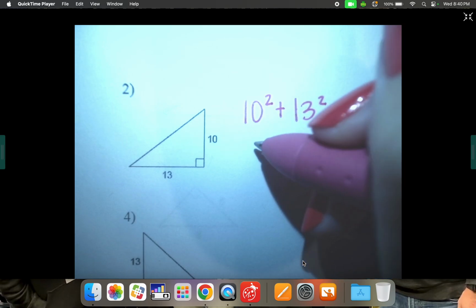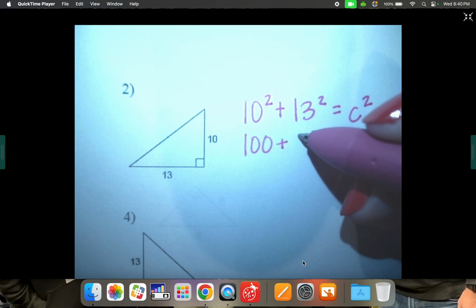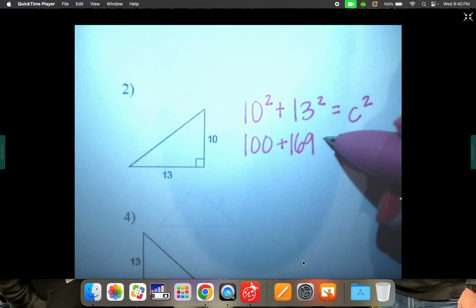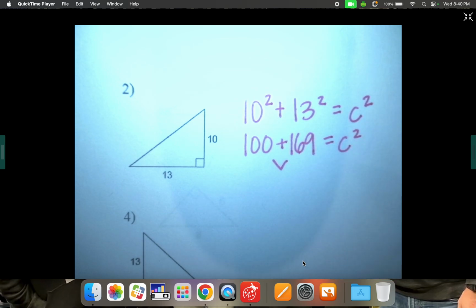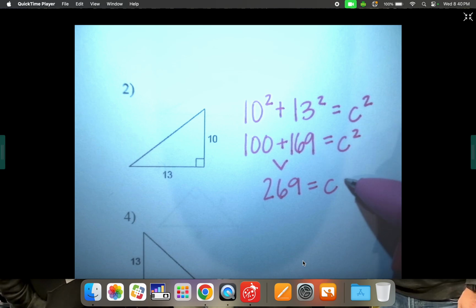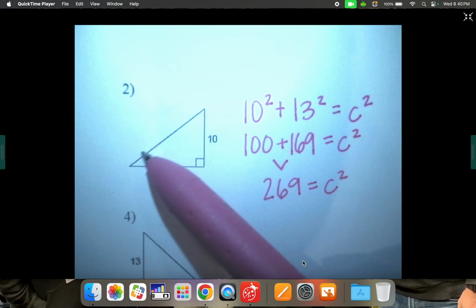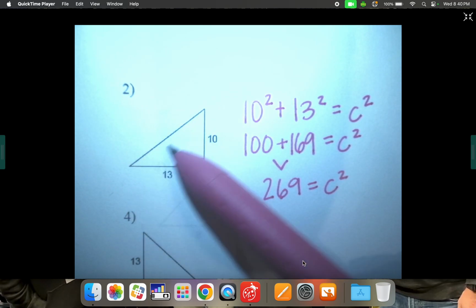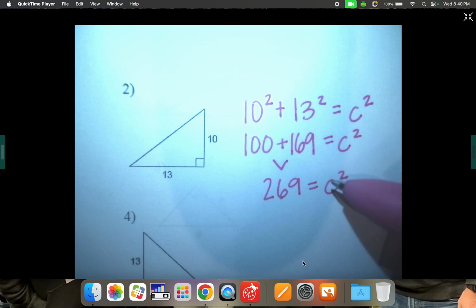10 squared you should know is 100. 13 squared you may not know. I think it's 169. Use your calculator if you're not sure. When you add those two together, you get 269, and that is definitely way too long for this side to be. So I hope that reminds you that we're not done yet. We have to square root it to get a final answer.